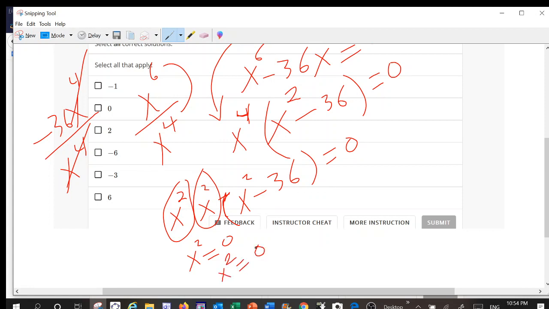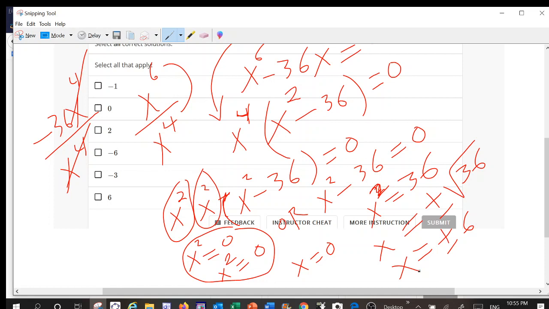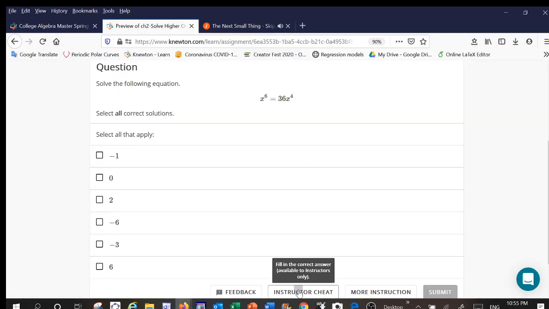x to the second equals 0, or x to the second minus 36 equals 0. So from these two, we just get x is 0, if you take the square root of both sides. Now from here, we can move the 36 to the other side and take the square root of both sides. We get plus and minus the square root of 36, which is 6. So we got 3 solutions, right? We got 0, and we got negative 6 and positive 6. So those are the solutions.